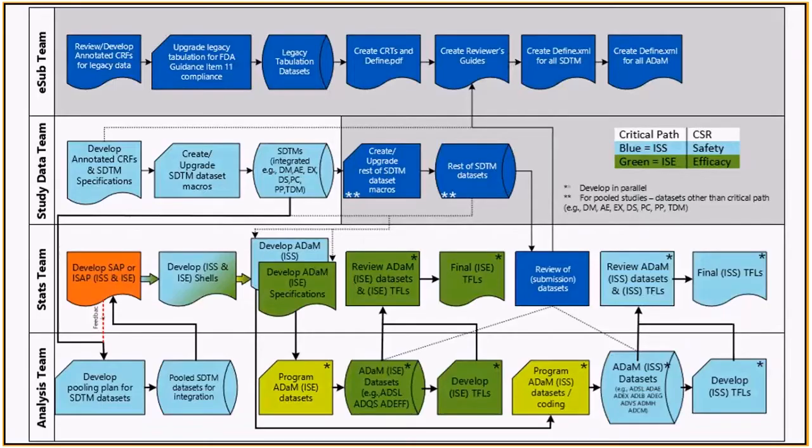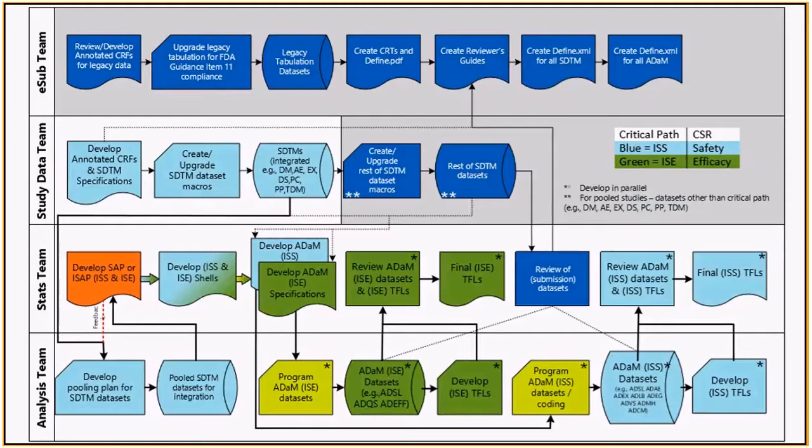Okay, thanks, Don. I'd like to start with this graphic here. We've got a swim lane diagram. We've got 4 lanes, one for the analysis team, one for the stats team, the study data team, and the eSub team. Now, applying this model enables you to get all 4 of these groups working together and working efficiently right from the get-go of your project.